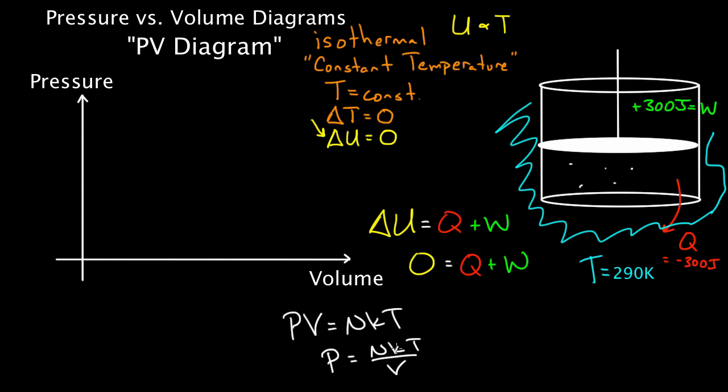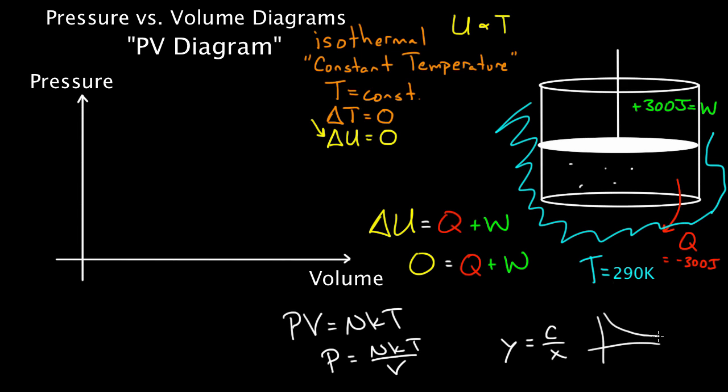k, that's Boltzmann's constant. That number doesn't change. For an isothermal process, temperature is also a constant. Everything up here in the numerator is a constant, and we just have P as a function of constant over V. So P just goes like 1 over x. It's like having a function y equals a constant over x. And we know what 1 over x looks like.